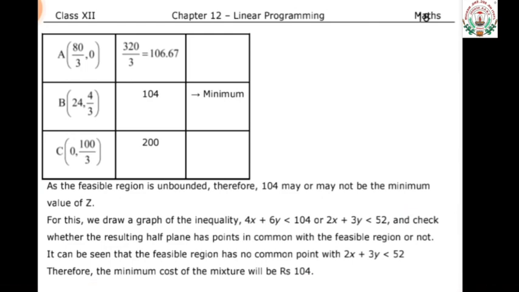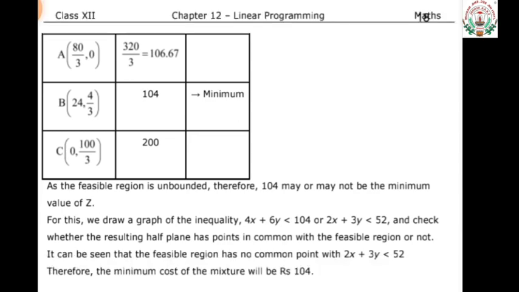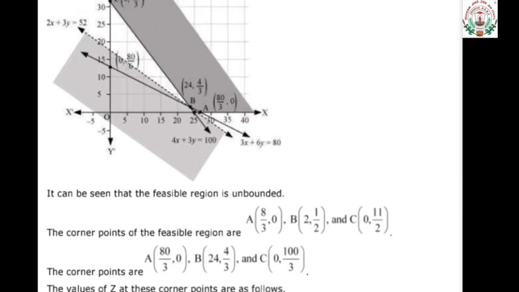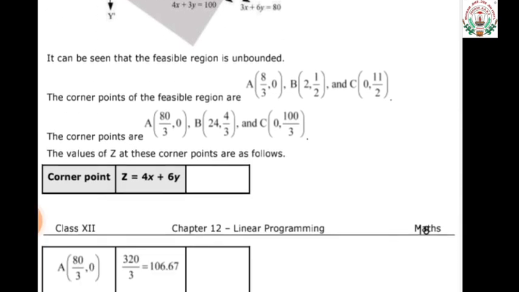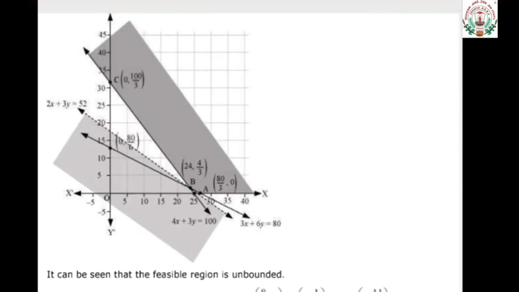Therefore, for the minimum cost, it can be seen that the feasible region has no common point with 2x plus 3y less than 52. So the minimum cost of the mixture will be only at the point (24, 4/3), which is the common point for all 3 graph lines, and there its minimum value is 104. So once again, be careful about the graphs while reading the question.